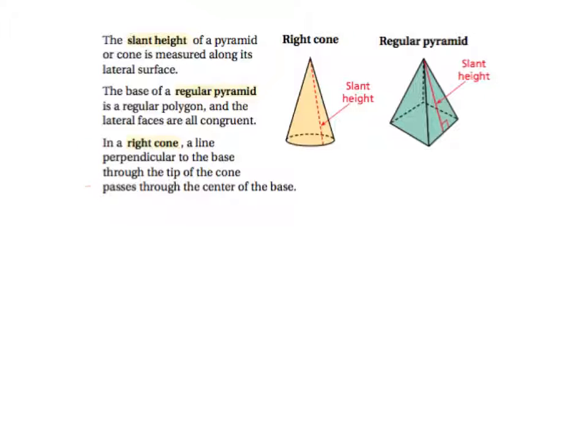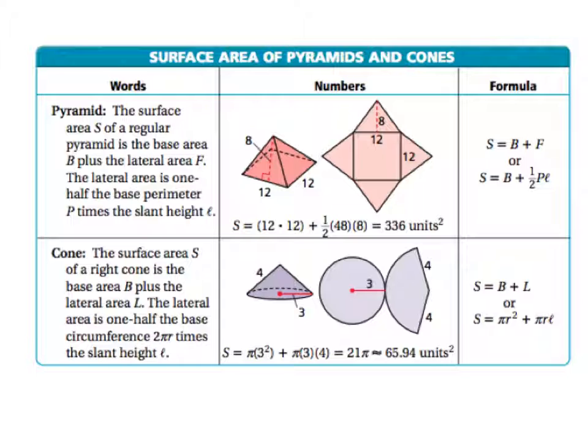In a right cone, so this one, a line perpendicular to the base through the tip of a cone passes through the center of the base. So what they're saying is that if there's a line perpendicular to the base like this, and it lands right in the middle, then it passes through the center. If it goes all the way up to the top and it goes all the way down, it's the center of the base. Now here's some of our equations that we need to know.